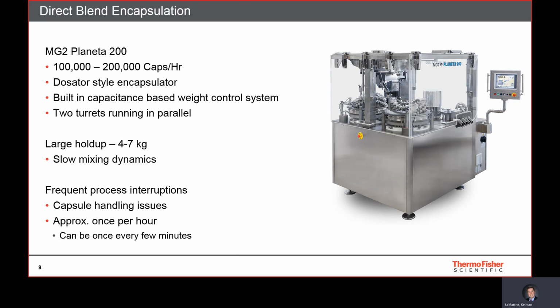These issues can arise anywhere from about once an hour to once every few minutes if the capsule quality is especially bad. So unpredictable changes in the encapsulation throughput and frequent process stops lead to holdup changes in the encapsulator. Basically, as you change your encapsulation rate, your feeders are going the same speed, and this leads to a buildup of material inside the encapsulator. And to remove that material, you then have to speed your encapsulator up. So this is a challenge for control with real-time steady-state models.